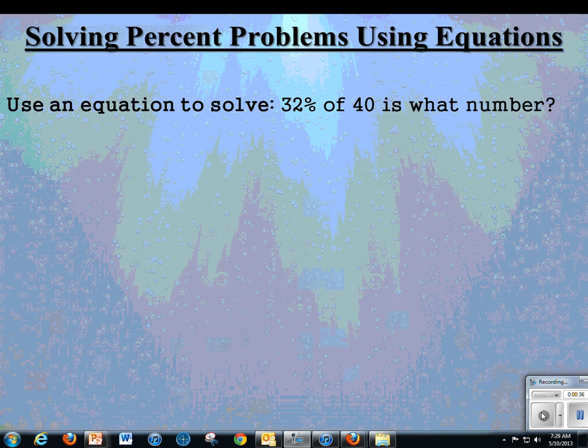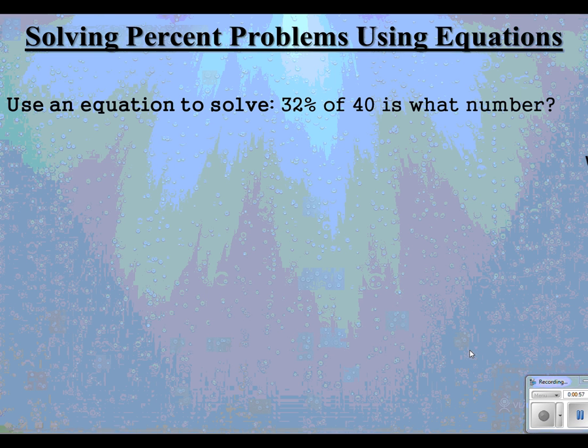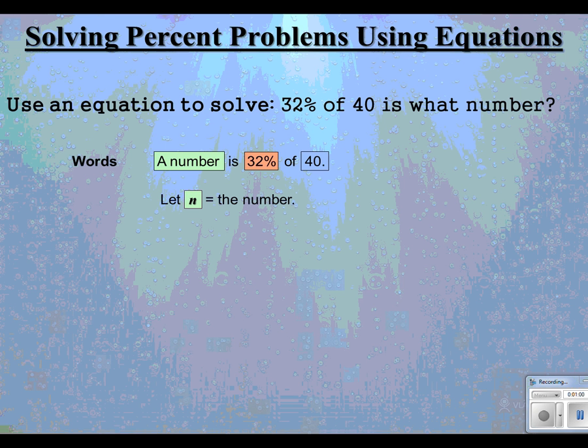Here's your first example. It says, use an equation to solve. We have 32% of 40 is what number? So again, we're not going to use our is-of method. The first step is to basically break it down. In words, what we have here is a number is 32% of 40. And we're going to let n equal the number.